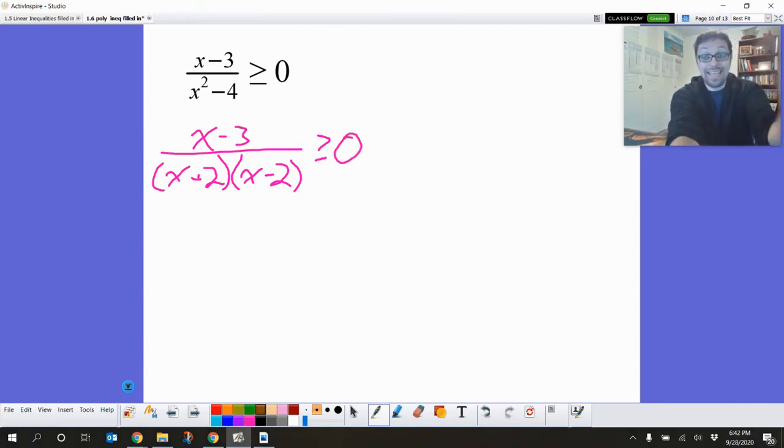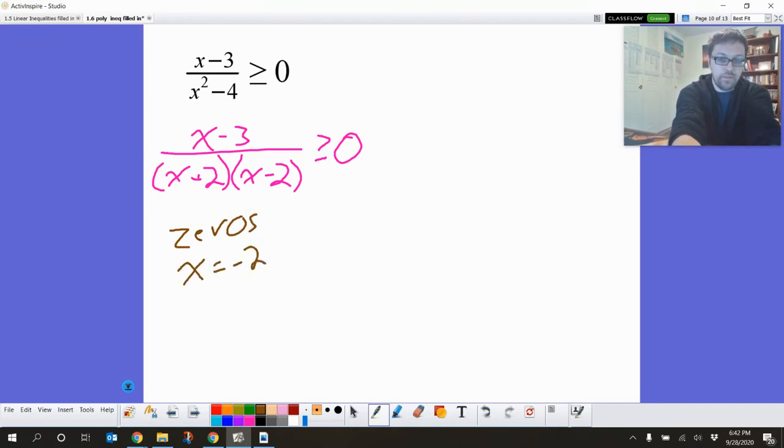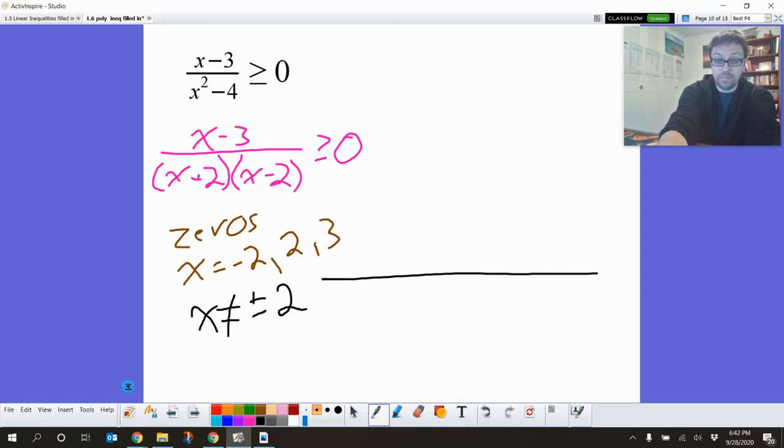So the spots I need to check, my zeros, are x equals, let's see, we got -2, we got 2, and we've got 3. But we also need to remember the domain restrictions. X still, even though we're dealing with an inequality, cannot equal plus or minus 2. Those are bad places to be, and we still don't want to be there. So let's see, I want to divide this thing into thirds. I want to space them out nicely so I have enough space to do my work. They're not going to be evenly spaced though.